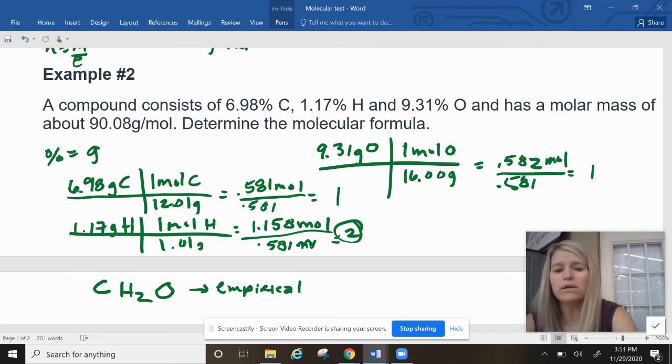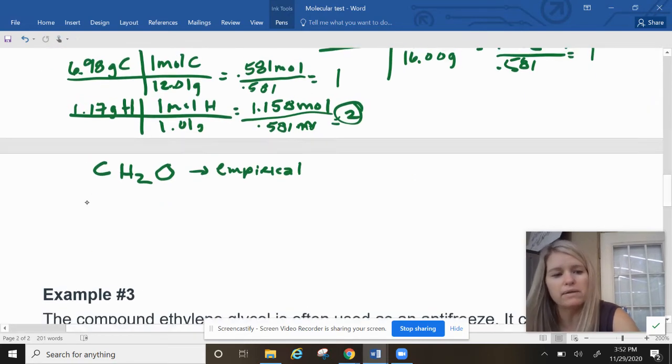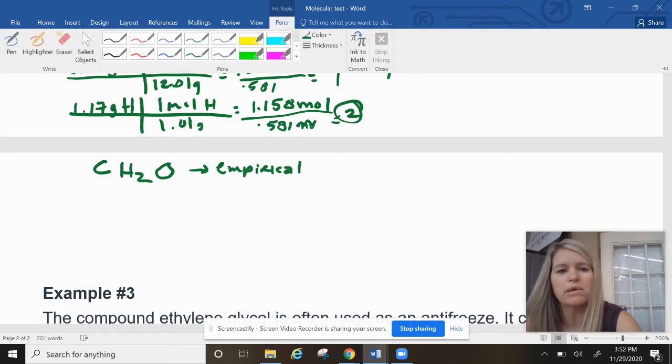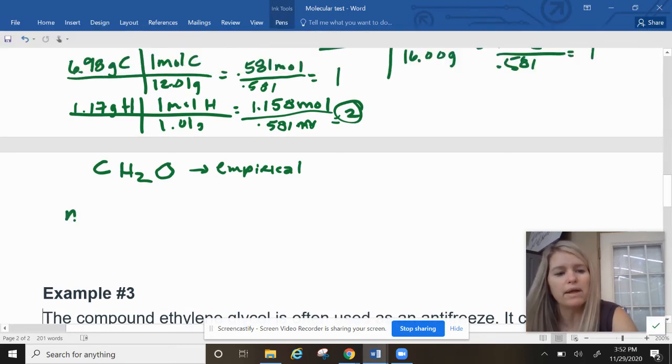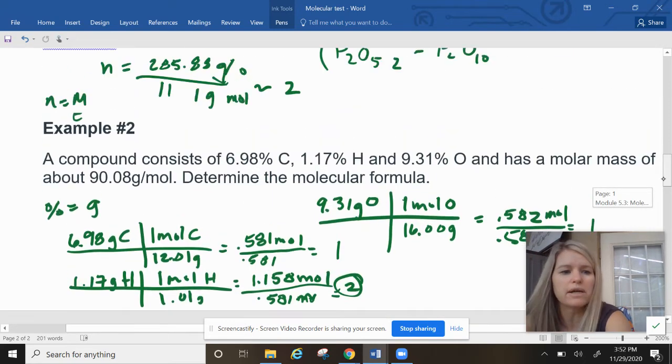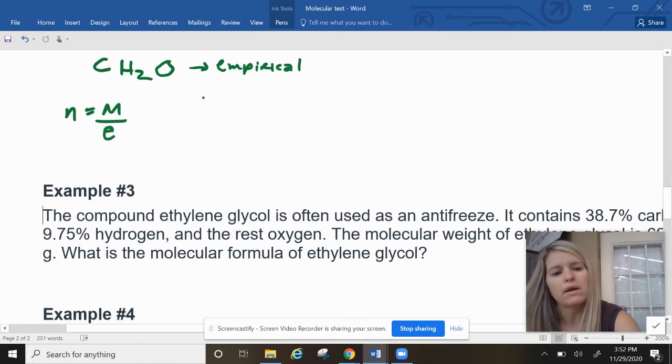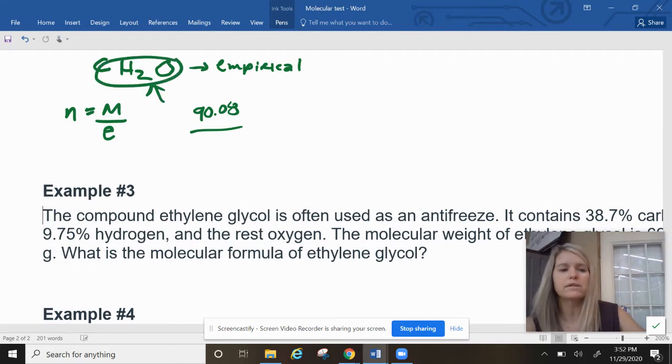So now we're going to go back and use that other equation we were using before, where we had n equals M over E. It told us in the problem the mass of the molecular. What did it say? It's 90.08. Okay, so 90.08 goes here. Can we get a mass of this thing? Yes, let's add up the periodic table masses.